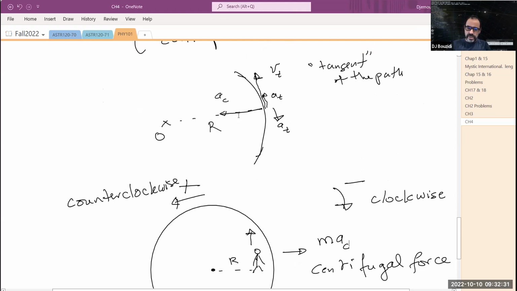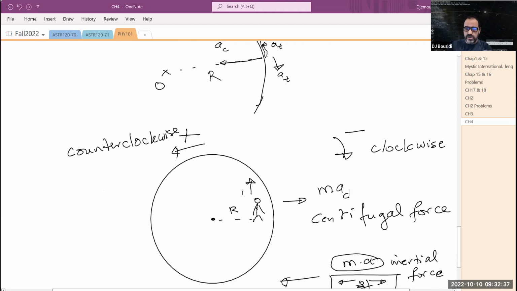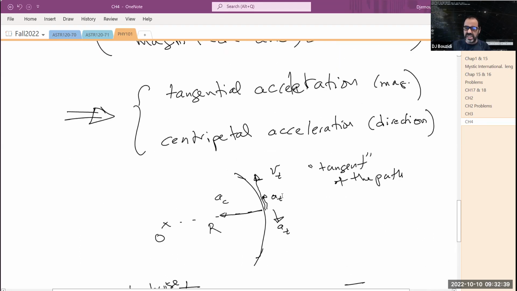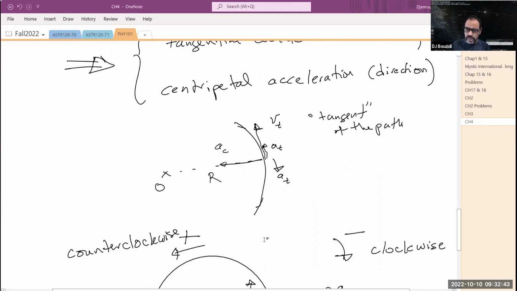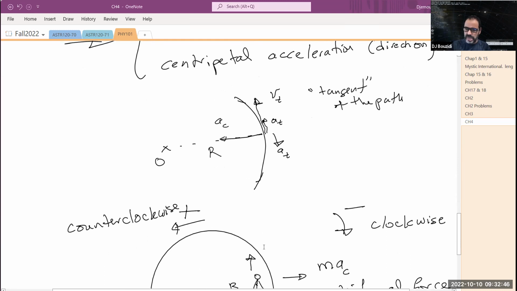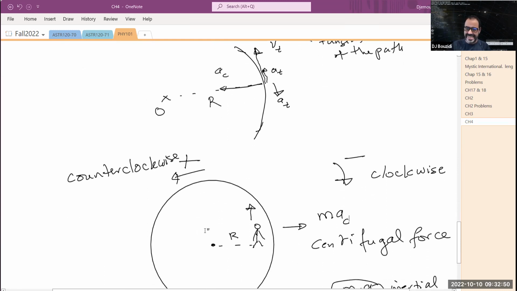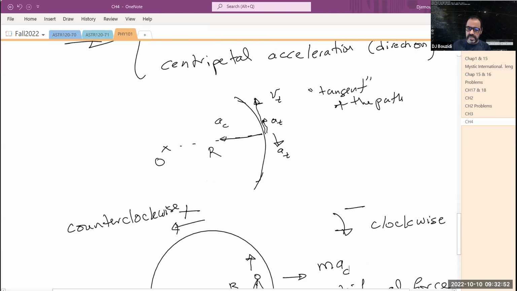Because as you're going around the center, there is a centripetal acceleration, and that is part of F equals ma. I'm assuming that this is moving at uniform speed, so I'm not worried about the tangential force. Remember, the tangential acceleration is the one that has to do with the change in velocity. Let's say, for example, this is moving at uniform motion. Then in this case, at is 0.